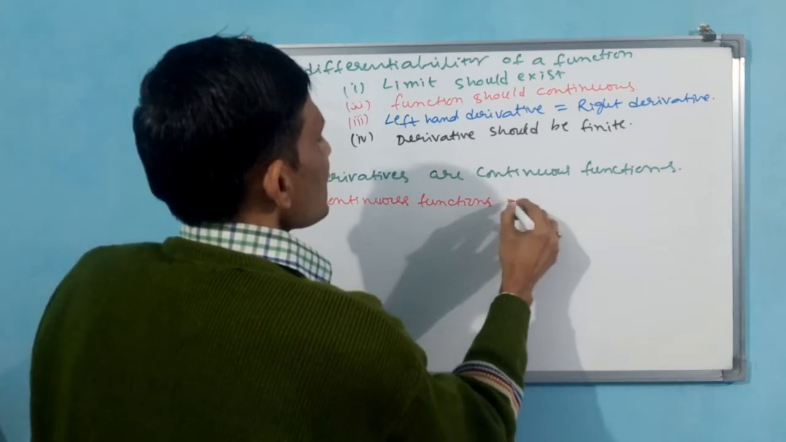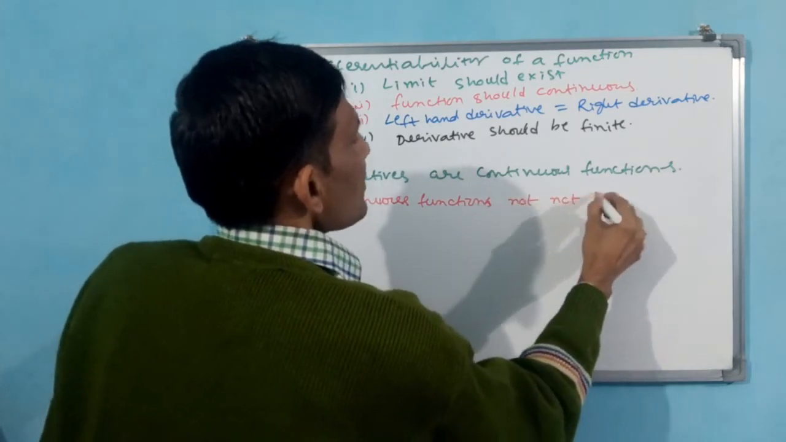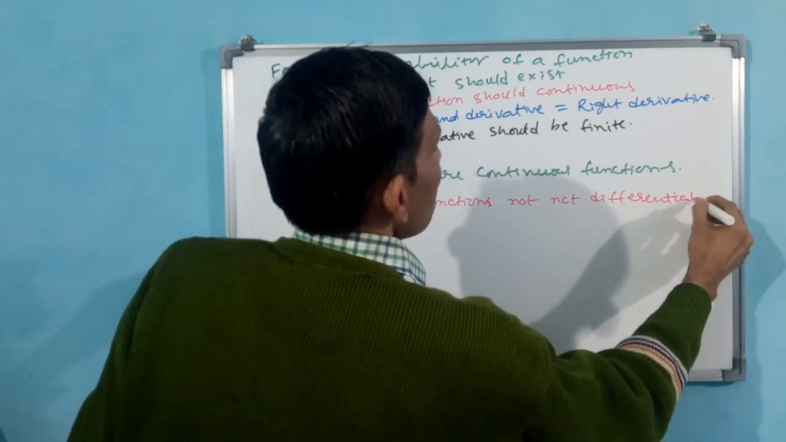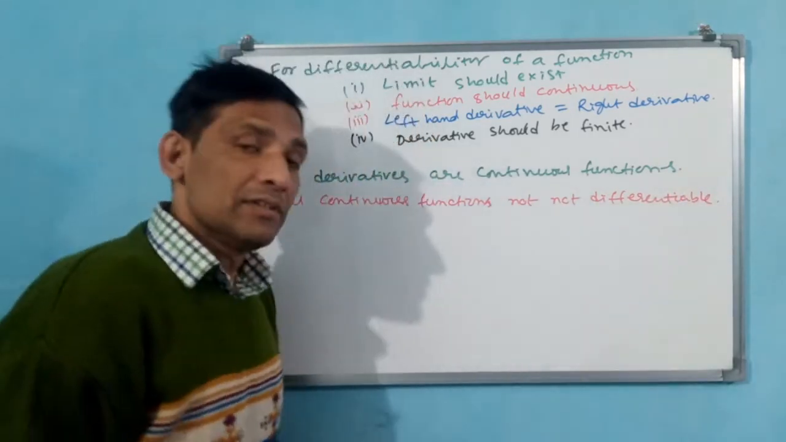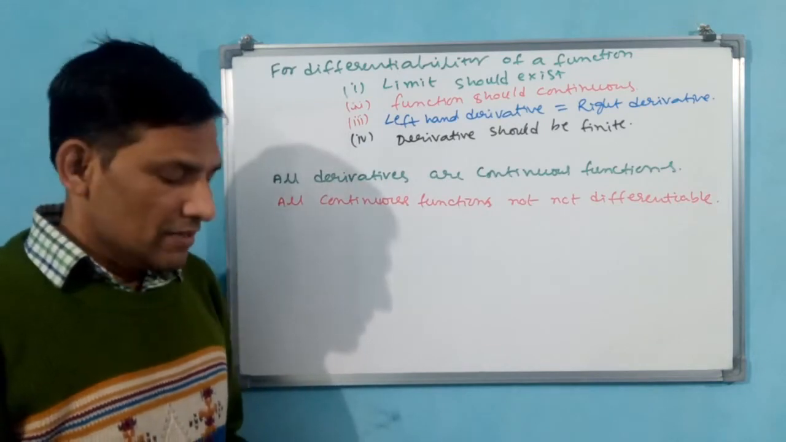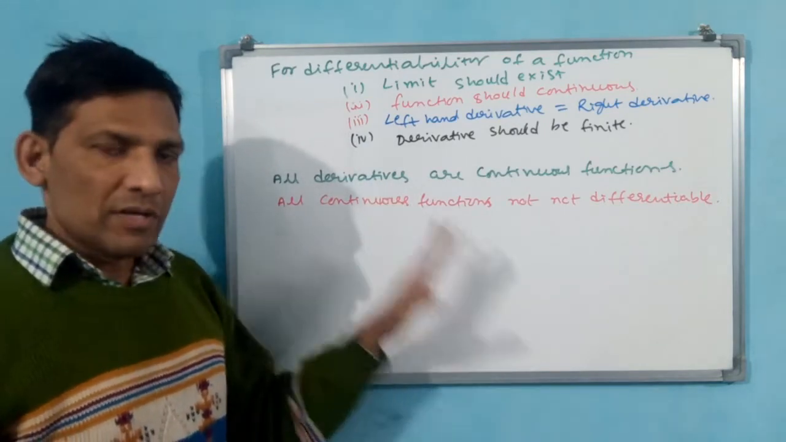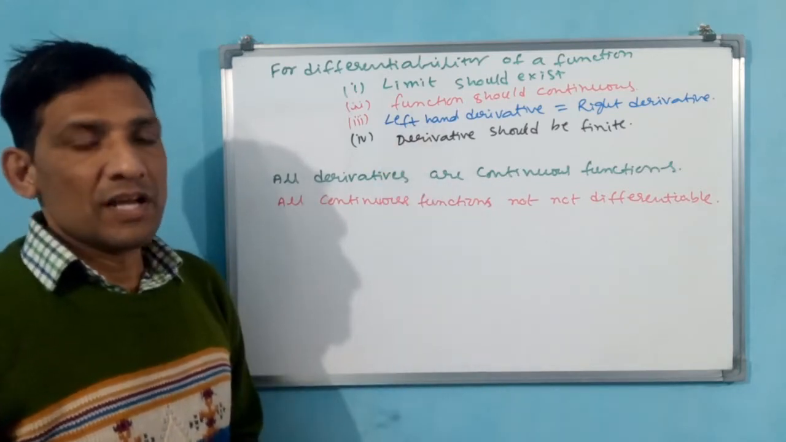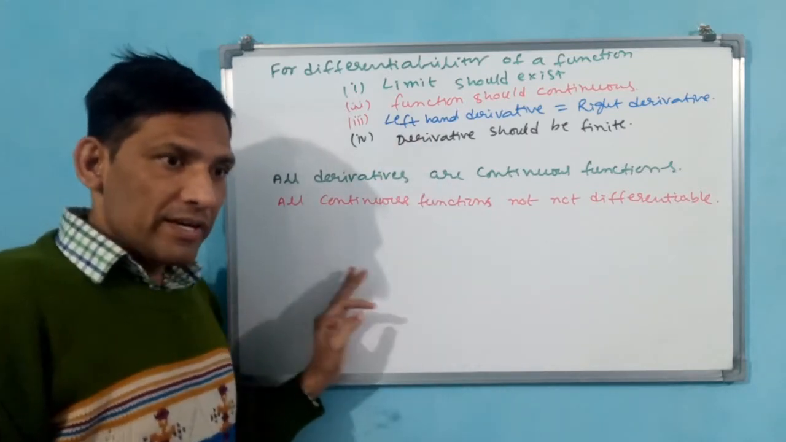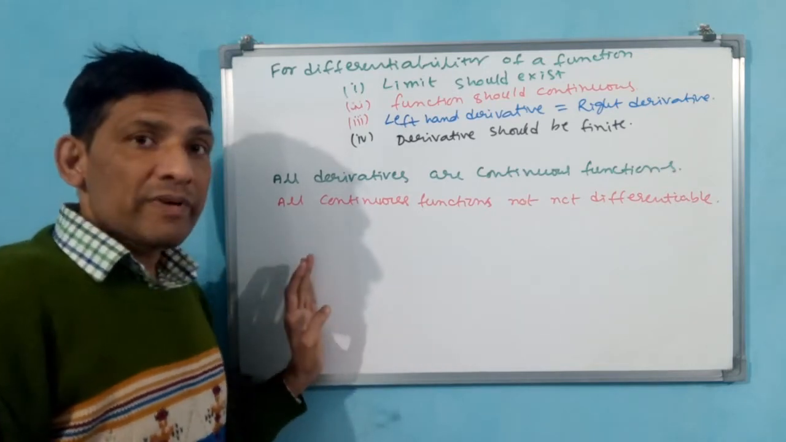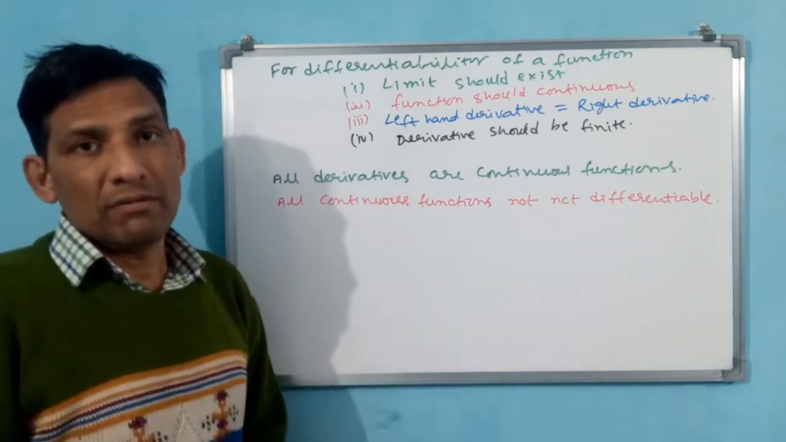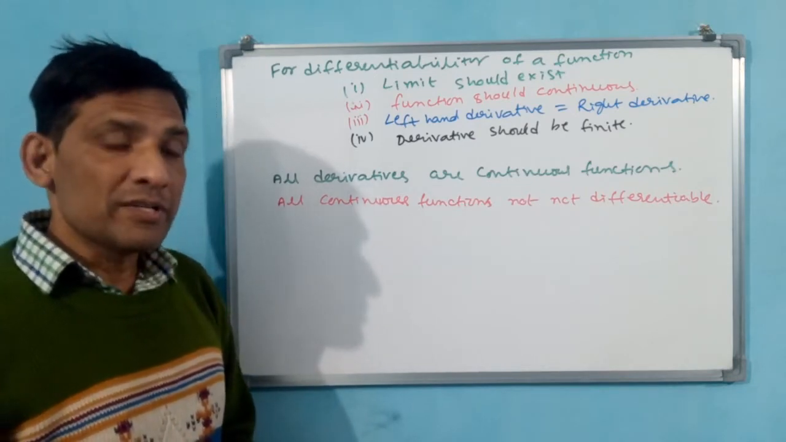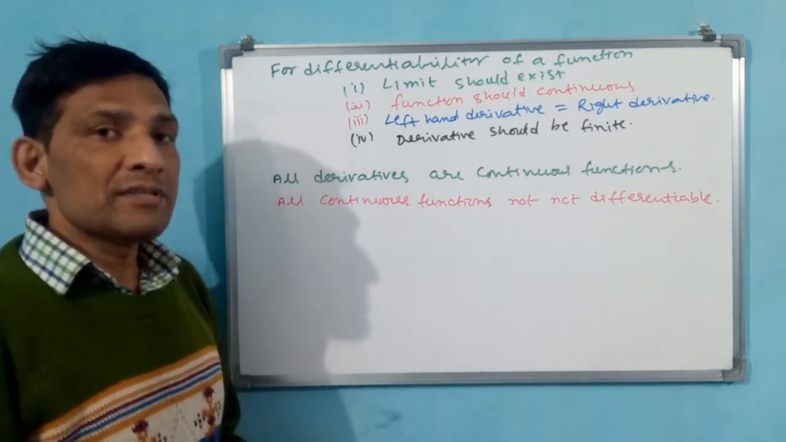All continuous functions are not differentiable. This is very important. Some differentiable functions are there, and those are continuous functions. But continuous functions are there on one side. All continuous functions are not differentiable. Keep that in your mind. That means continuity is bigger, and differentiable is a subset.